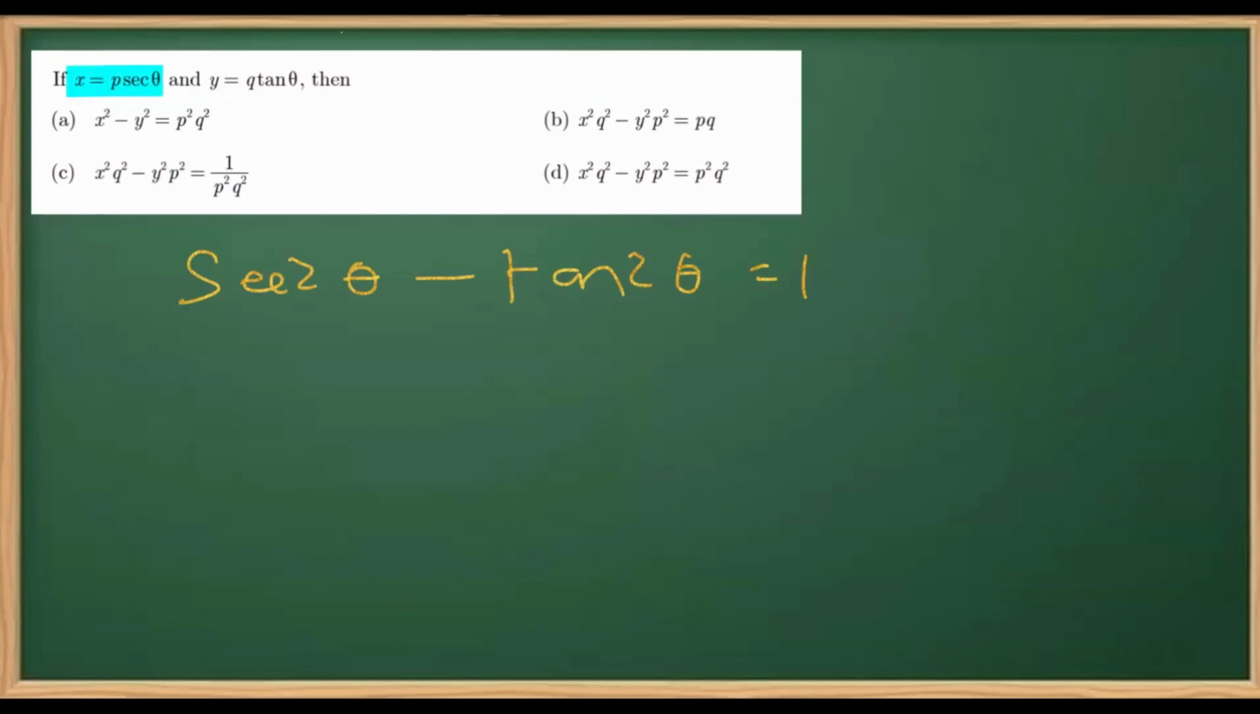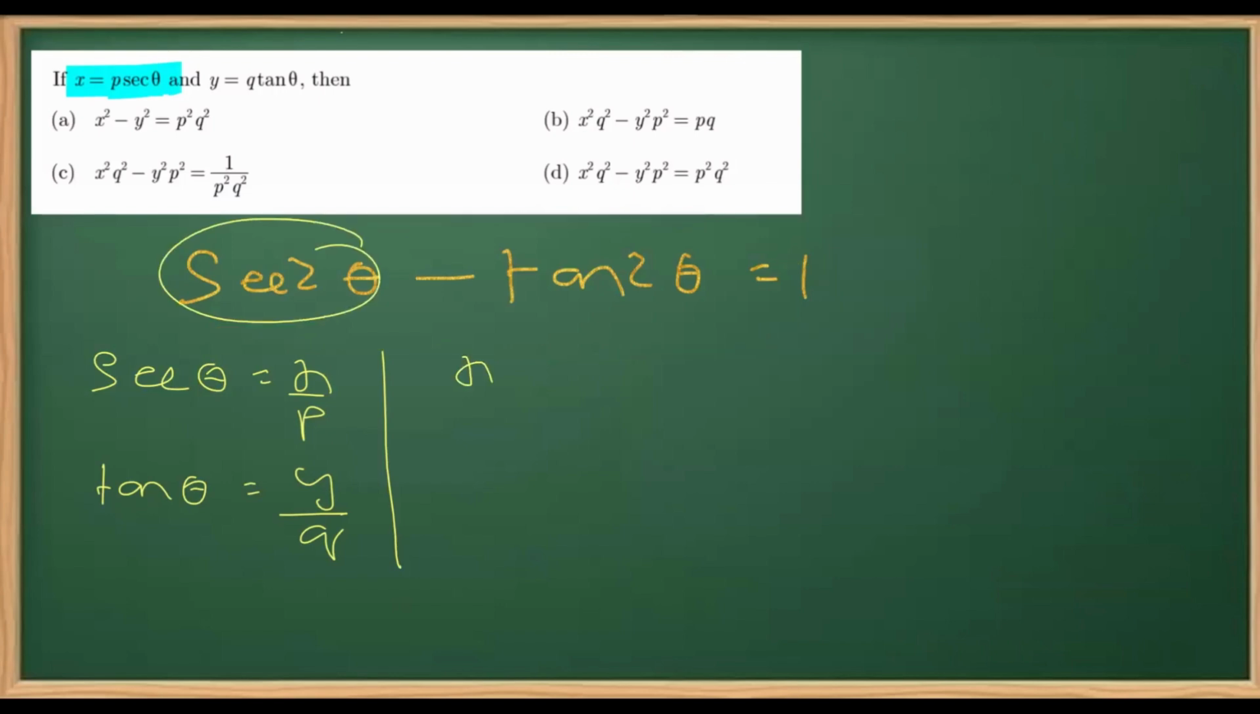Let's extract secant theta from here. Secant theta will come as x over p, and tan theta from here should come as y over q. Now check, we have to get secant square minus tan square. So if I plug in these values over here, it's going to be secant square, which is x square over p square, minus tan square, which is y square over q square, is equal to 1.